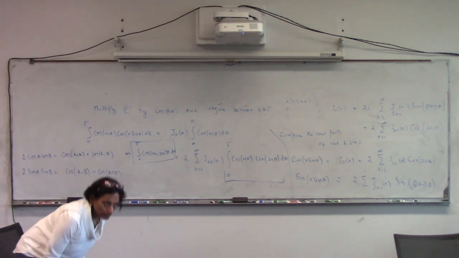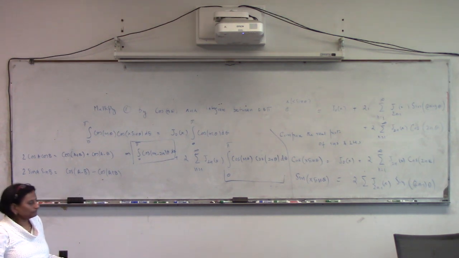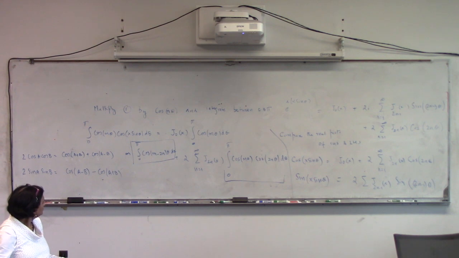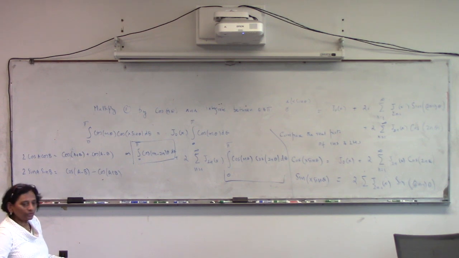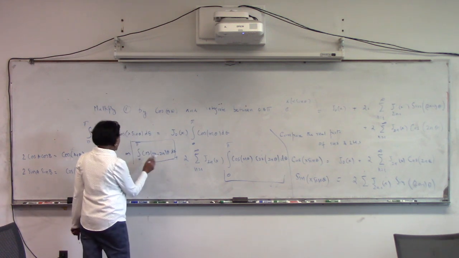Means it's sine of this. For m equal to 2n only it will contribute, right? Otherwise it doesn't contribute. It becomes minus 1 or something. So if I want to put 2 also here, okay, it doesn't matter.